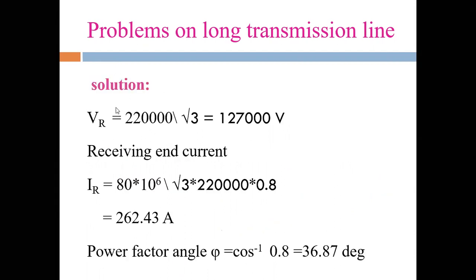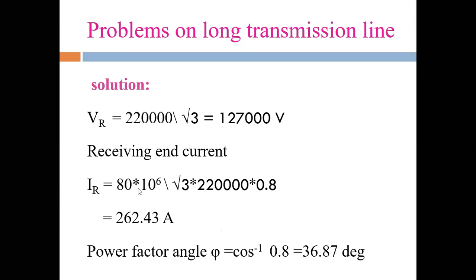Next, coming to the solution: first of all it is a 3-phase system, so we convert into the phase voltage. VR is equal to 220 kilovolts, that means 220 into 1000 by root 3, that is 127,000 volts, 127 kilovolts, that is the line voltage VRL. Next, after that we calculate the receiving end current. What is the formula for the receiving end current IR?